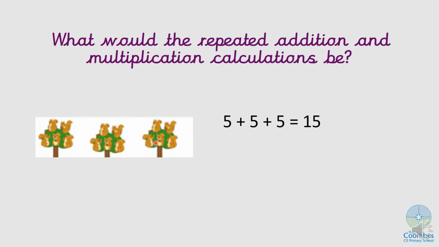Now, how can we change that into a multiplication calculation? So the first thing we need to do is count how many groups we've got. 1 group, 2 groups, 3 groups, and in each group there are 5. So we would write 3 groups of 5, 3 multiplied by 5 equals 15.